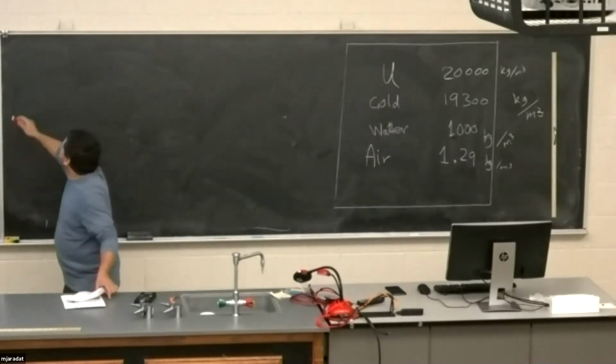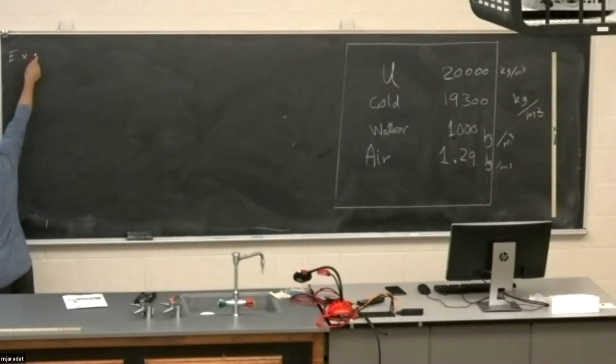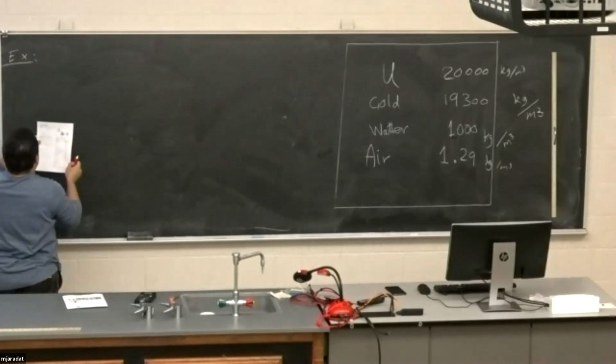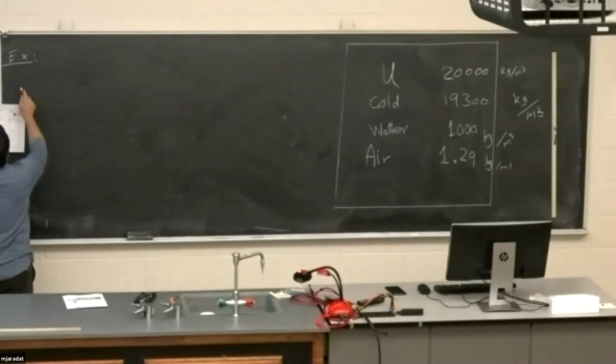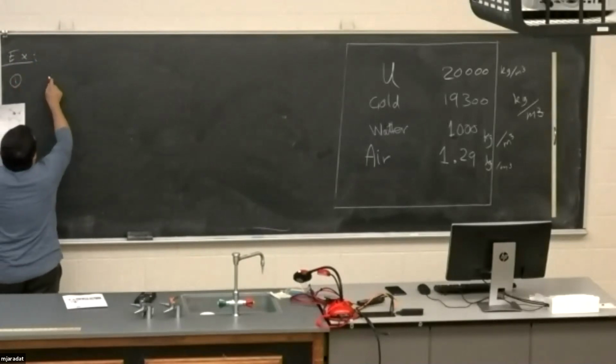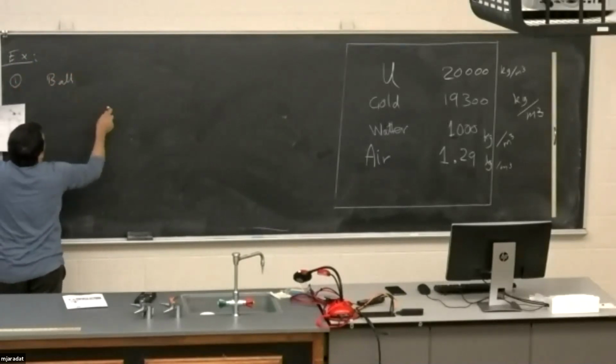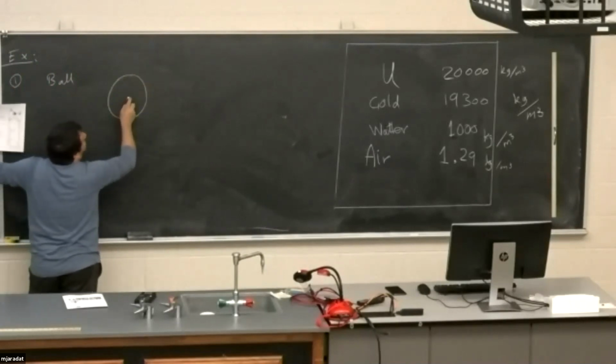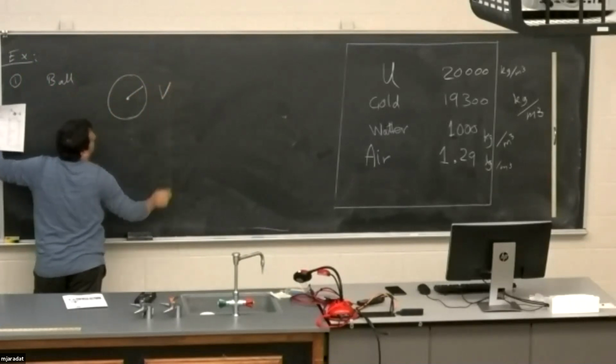So in this example, we have, for example, a ball of gold. This is the first one. A ball. This is a ball. We need to know what is the volume of this ball.